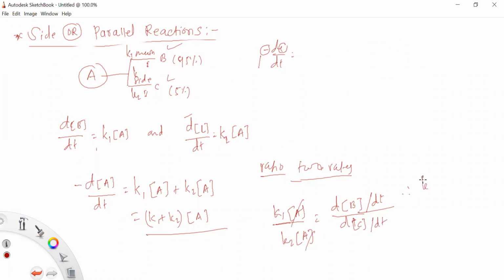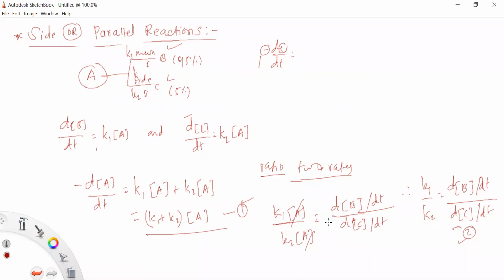It is the K1 upon K2, this one. This is equation number 1, and this is equation number 2. The d of concentration of B by dt upon d of concentration of C by dt, so this is your equation number 2. If you consider equation 1 and equation 2, we will get exactly the individual rate constants for B and C and A also.